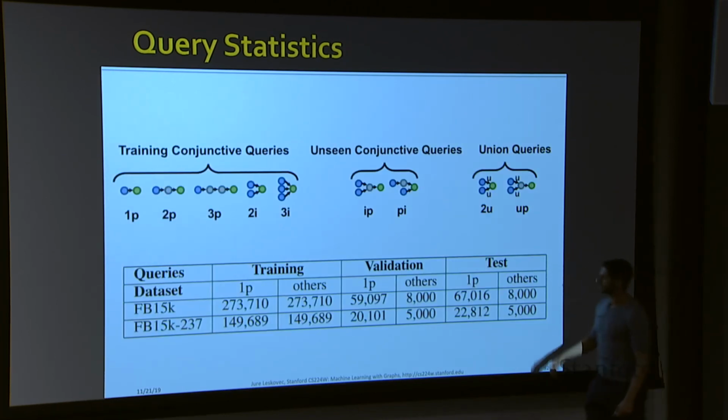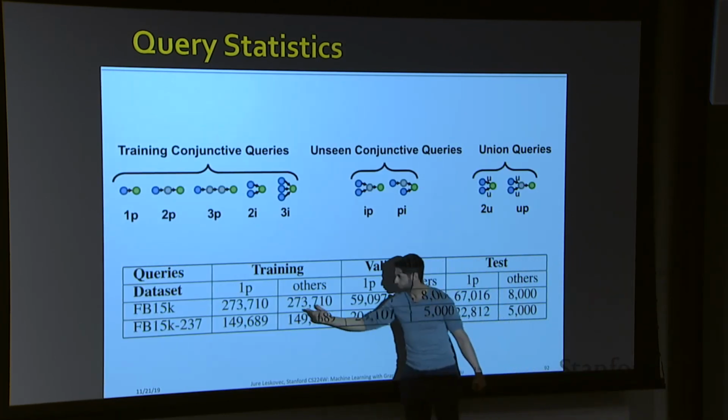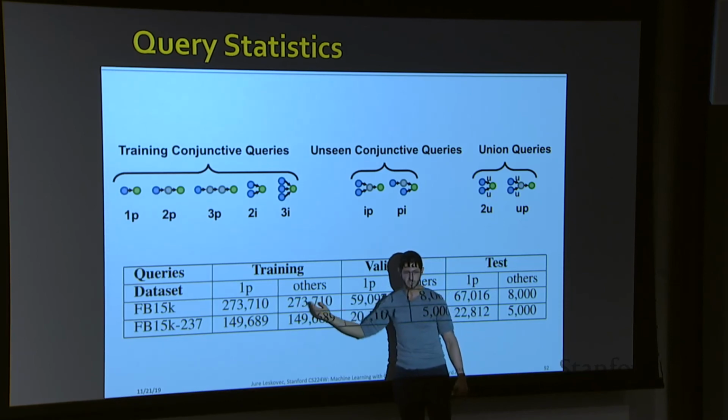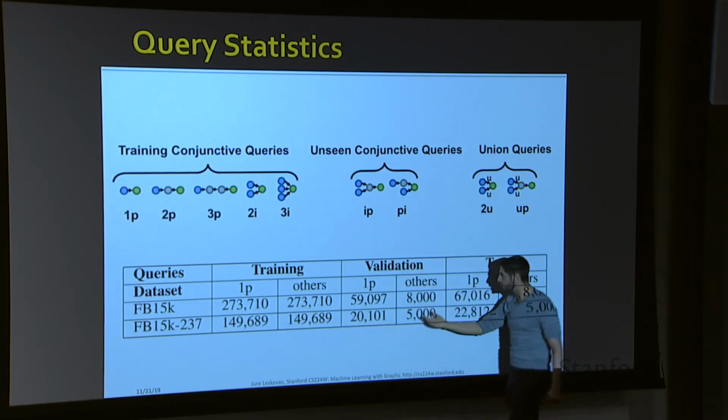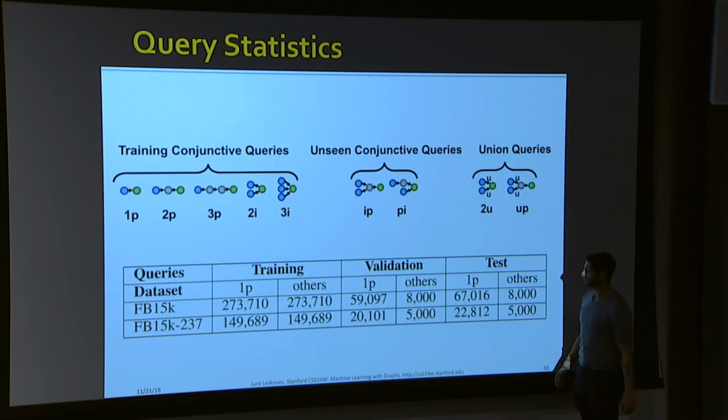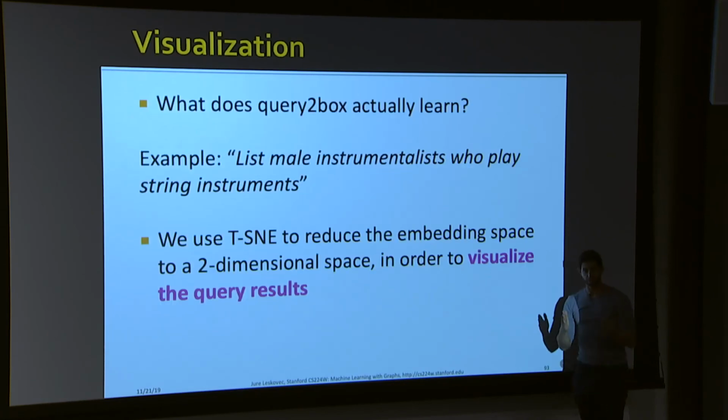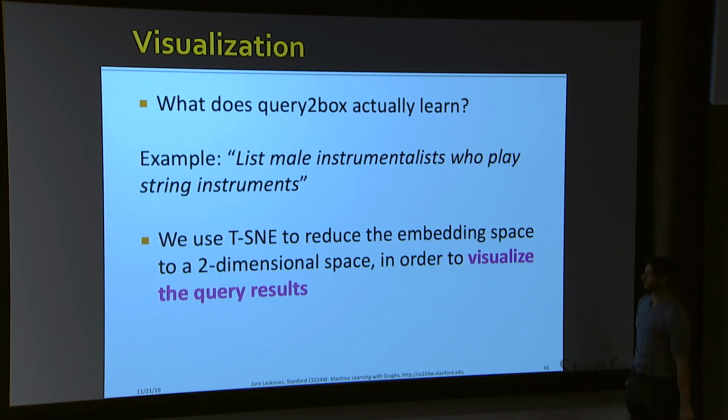Okay, so these are the stats. Again, to give you an idea, that's why they need to generate queries, because they have hundreds of thousands of training queries and tens of thousands of validation and test queries. And in the last few minutes, as I said at the beginning, let's try to go through a visualization to get a clue of how this is working exactly.